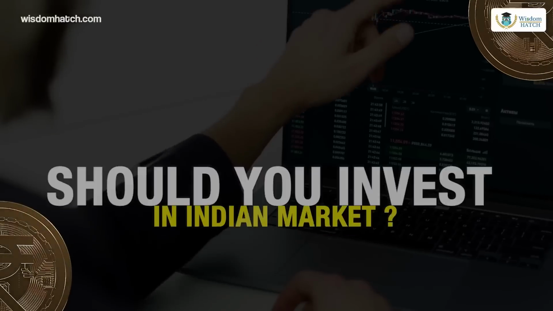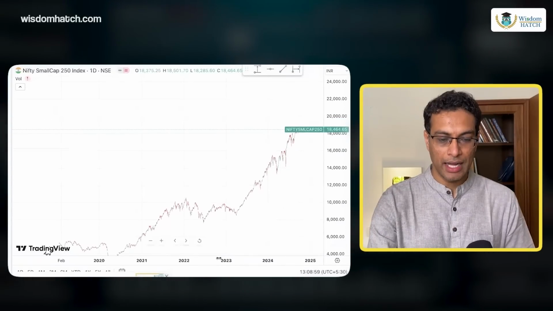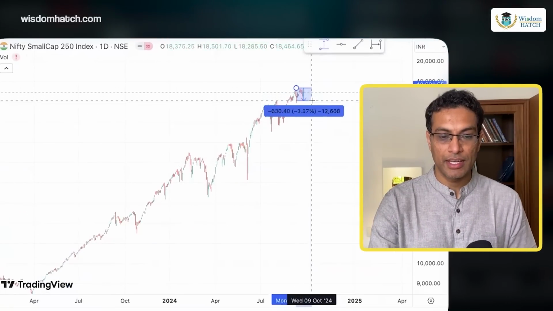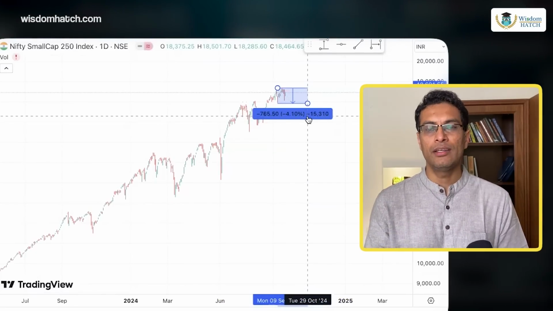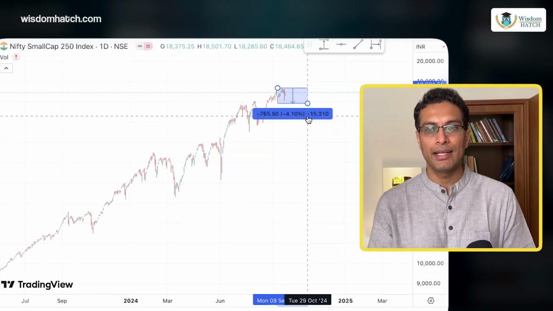Okay, so now comes the last and final section कि अच्छा चलो Indian market के बारे में बता दो, what the scene is like, should we invest? See, some things in the Indian market, for example, small cap 250, I had already exited my position. I am very happy that I had exited my position somewhere here. It had already fallen 4-5%. Now this looks slightly dangerous to me, keeping a lot of money in small cap index in India or mid cap index in India. Why?